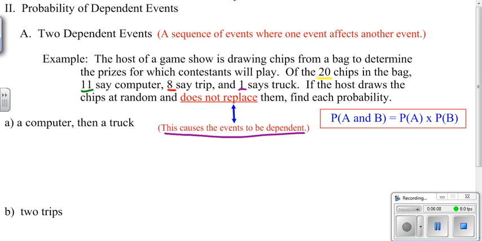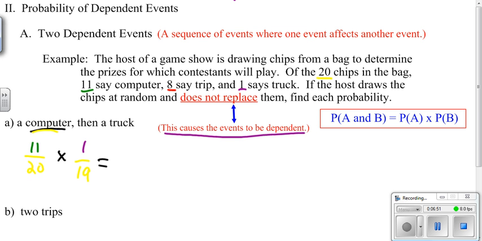Okay, so in this case, probability of a computer. Well, we have 11 chips that say computer, and there are 20 total. So the probability of a computer would be 11 over 20. But then after that, we're looking for probability of getting a truck. And there is only one chip that says truck. But after we drew the one that hopefully had computer, now there are only 19 chips left to draw. So instead of being 1 out of 20, the probability now is only 1 out of 19.